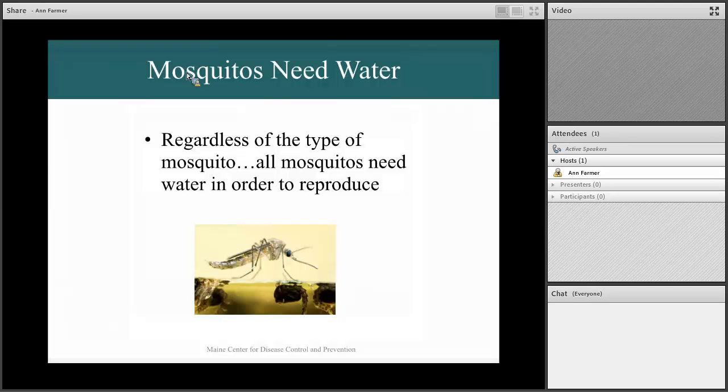As we have stressed, mosquitoes need water to reproduce and complete their life cycle. Hang on to this thought for when we move on to prevention.